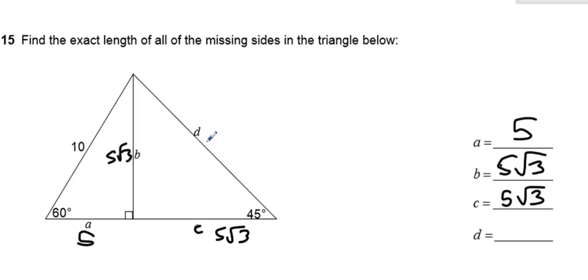Then for the hypotenuse of a 45, 45, 90, you need to multiply by the square root of 2. So this is going to be 5 square root of 3 times the square root of 2. When you're multiplying square roots, you just multiply the numbers inside. 3 times 2 is a 6 inside the square root.